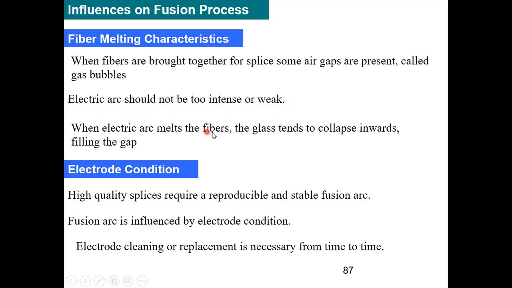Now, when the electric arc melts the fiber, the glass tends to collapse inward, filling the gap. So this is, suppose I have the fiber like this.